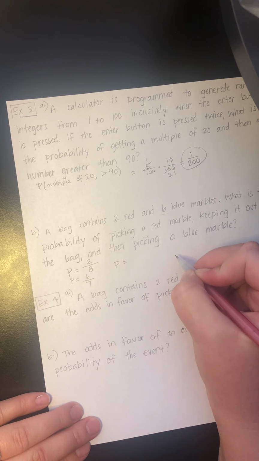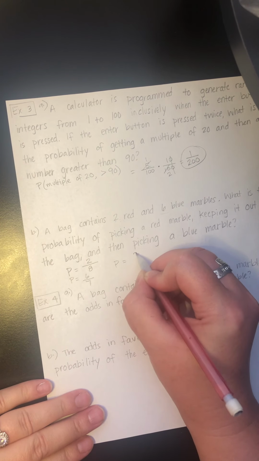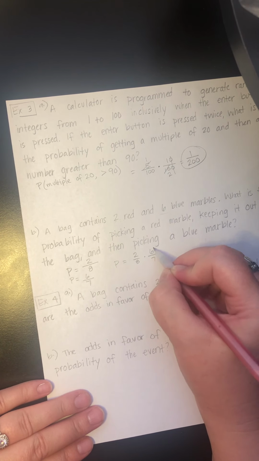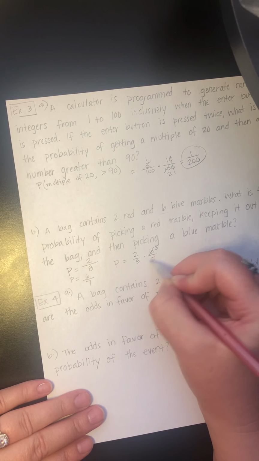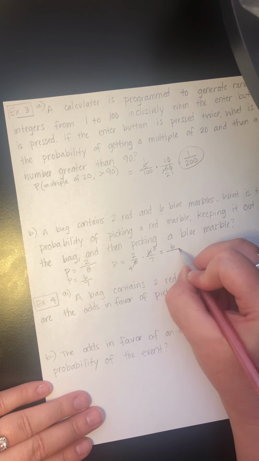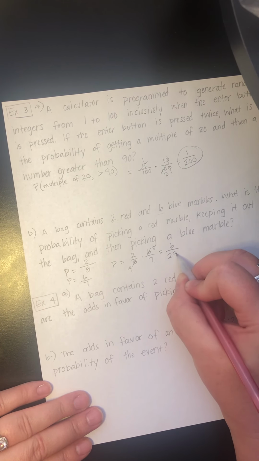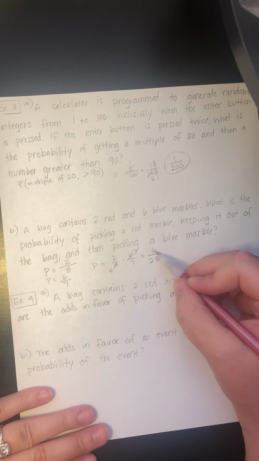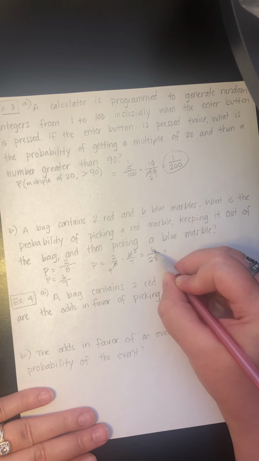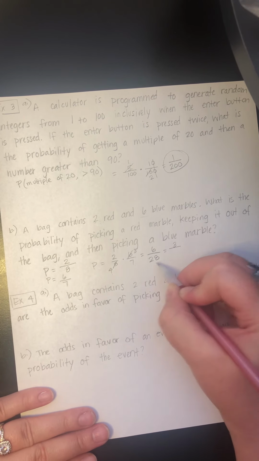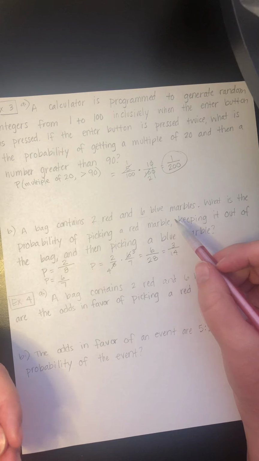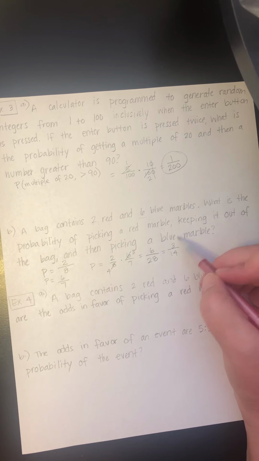So the probability of picking a red first, keeping it out, and picking a blue is 2 over 8 times 6 over 7. Always see if you can reduce anything. 6 can be reduced by 2, you get 3. 8 can be reduced by 2 and you get 4. The answer is 2 times 3 over 4 times 7. And you can still reduce this. 6 can be divided by 2 and you get 3. 28 can be divided by 2 and you get 14. So the probability of picking a red marble first, taking it out, and then picking a blue marble is 3 over 14.